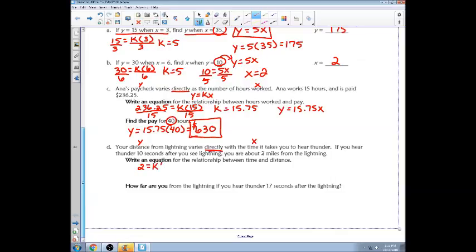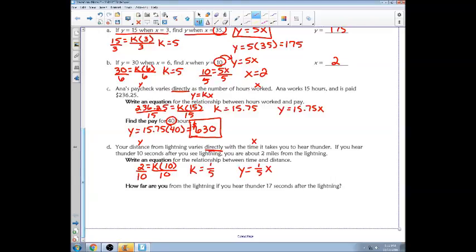I'll have my k value, and I multiply that by 10, which is my x value, or the amount of time. I'm going to go ahead and divide by 10, divide by 10. So k would equal 1 over 5. My equation would be y equals 1 over 5x. Some of you might have gotten 0.2 there. That is fine as well.